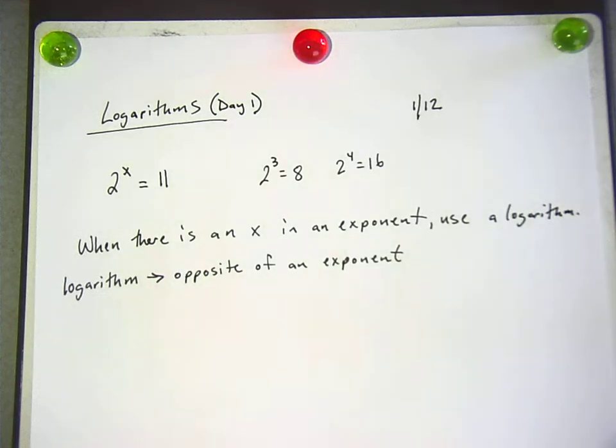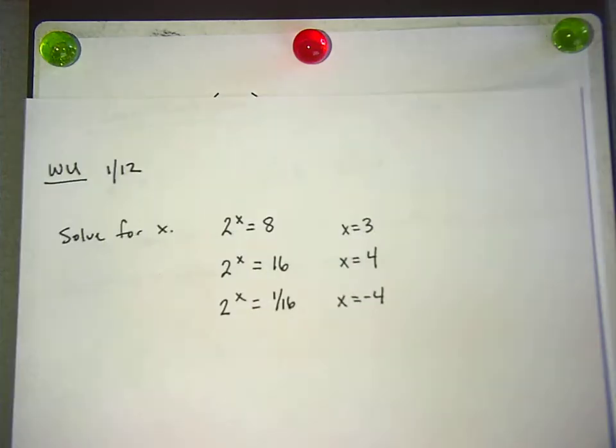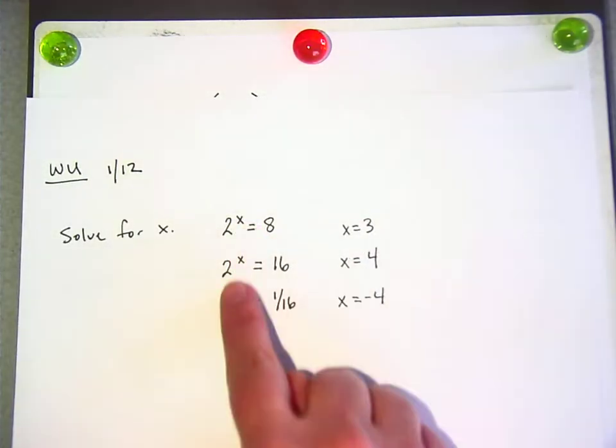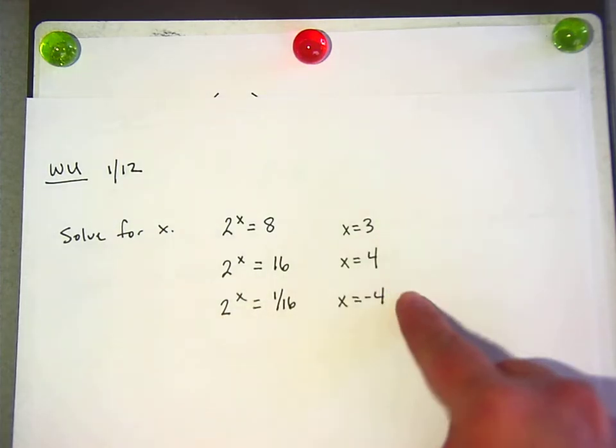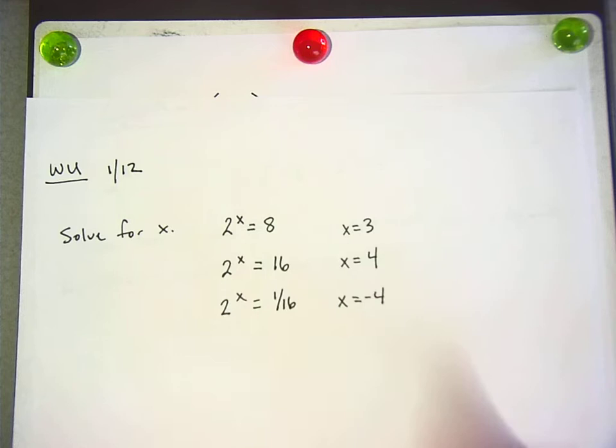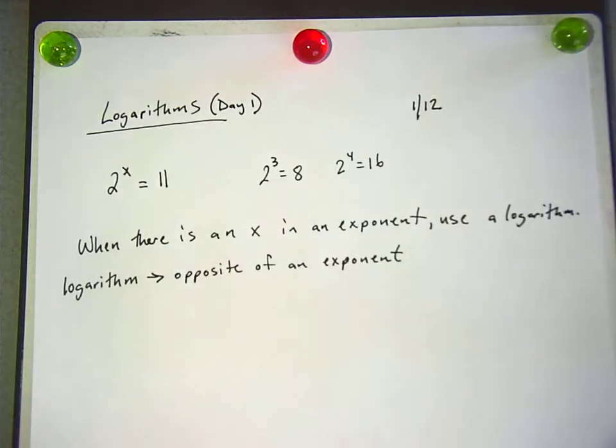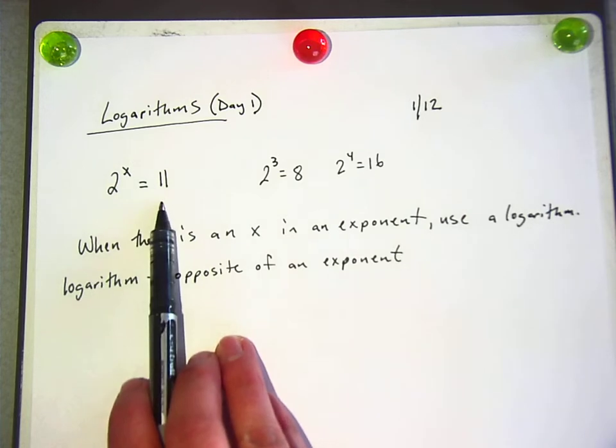Okay. So to catch people up online, we talked about for our warm-up, and you can pause this if you need to: 2 to the what is 8, 2 to the what is 16, 2 to the what is 1/16? That's 3, 4, and -4. It's really easy to do these problems when we know that it's a whole number, but it's really hard when it's something like 2 to the x equals 11.